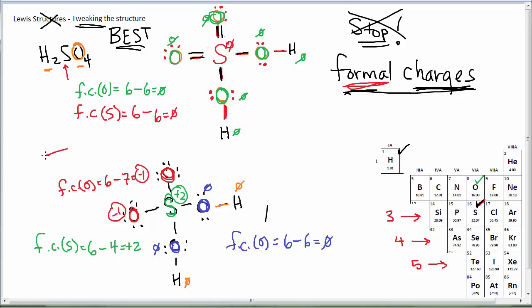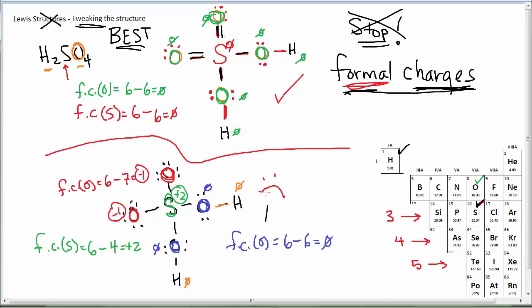Now in the bottom structure, all of our formal charges do add together to give me 0. Plus 2, minus 1, plus 0, plus 0, plus 0, plus 0. They all add together to give me 0, which they have to if I've assigned them correctly. In the top one, they are all 0. So they all add together to give me 0. And again, they will if I've assigned them correctly. But there is something about this top structure that is better than the bottom structure.